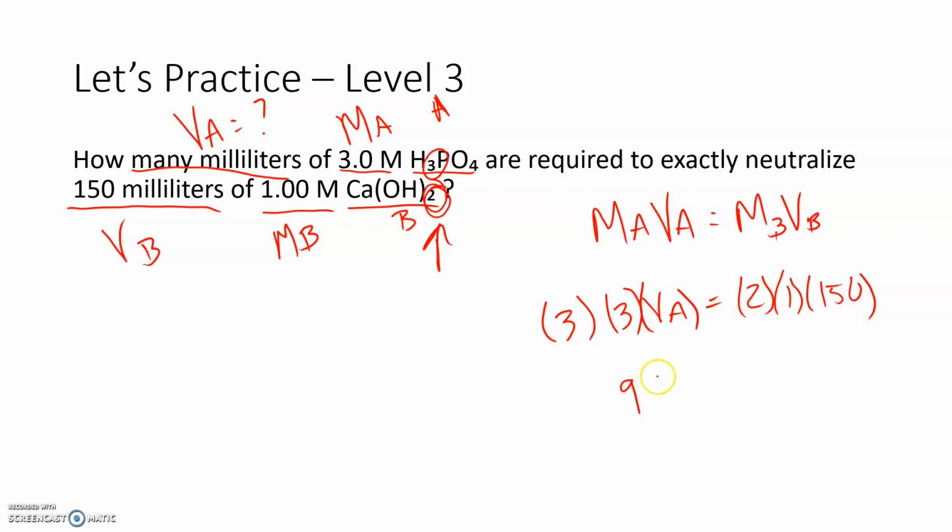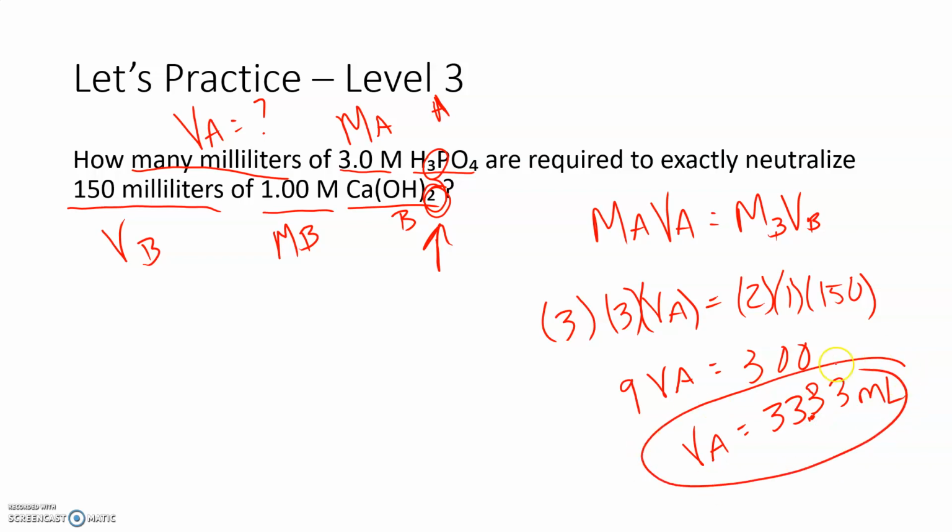You're going to get 9 times VA equals 300. If you take 300 and you divide it by 9, the volume of the acid used is 33 repeating. That's 33.33 repeating milliliters.